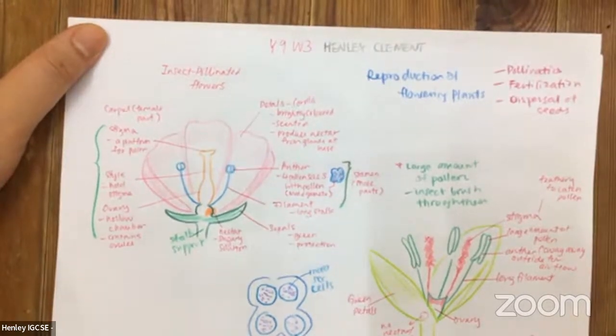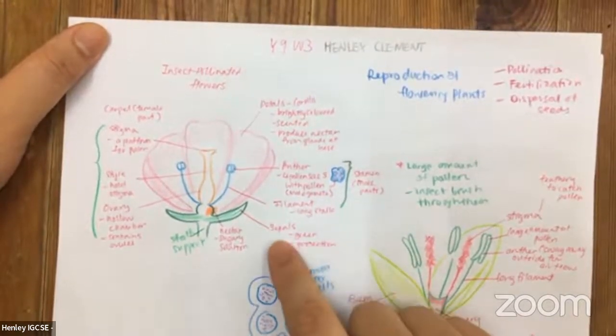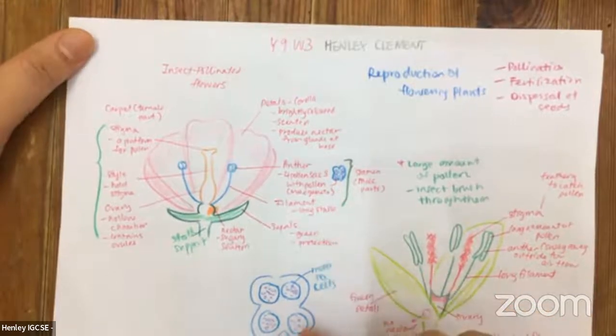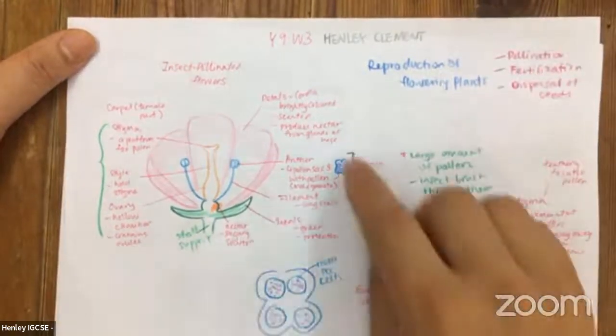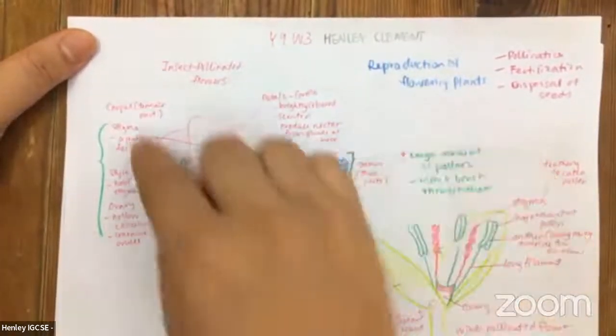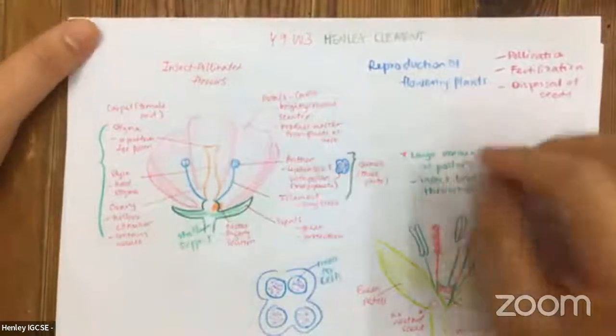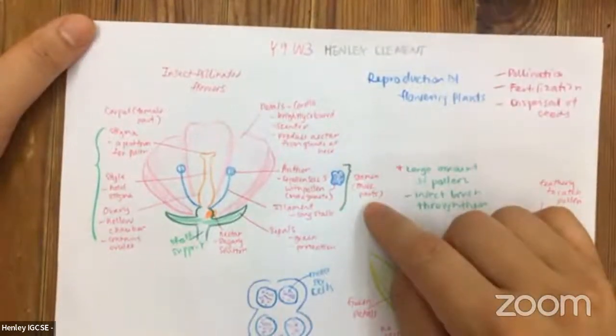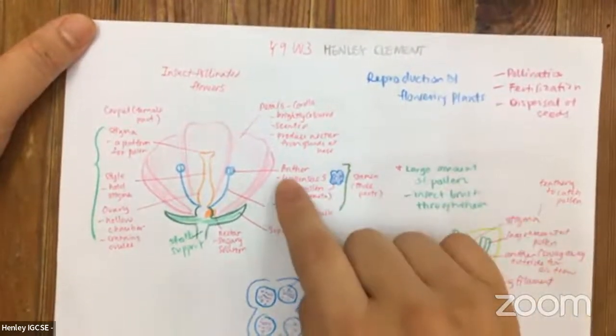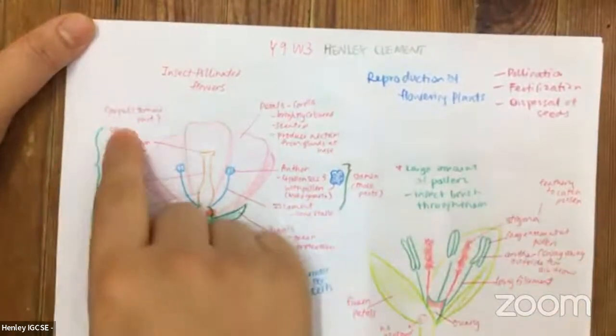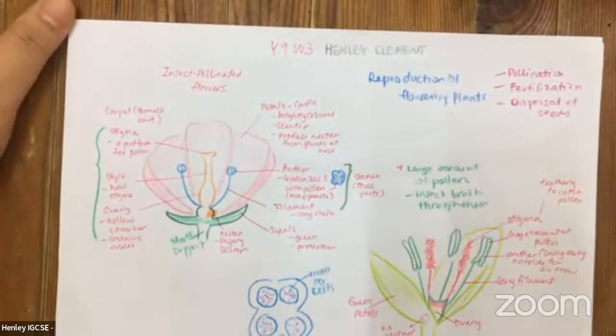And we come to the sepals. This is the green protective part of the flower. These are the 2 parts: this is the male part and this is the female part. The male part is called the stamen, and the female part is called the carpels.